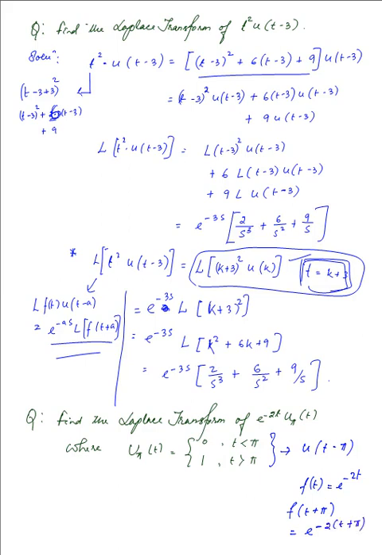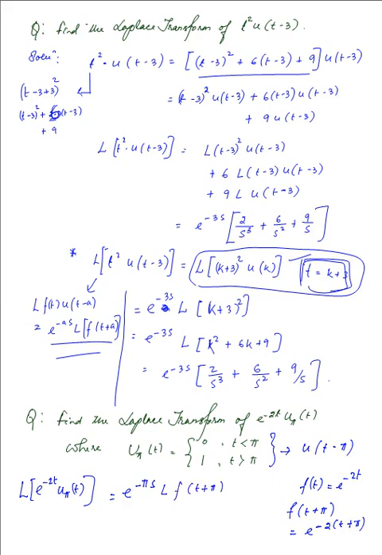So with the use of the substitutions, the second shifting theorem, we have e raised to the power minus pi s times the given Laplace transform. So the Laplace transform of e raised to the power minus 2t u(t minus pi) is simply going to be e raised to the power minus pi s times the Laplace transform of f of t plus pi.